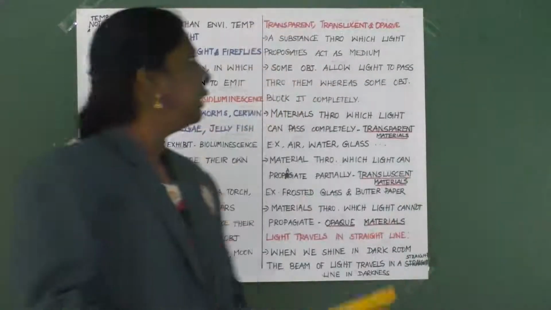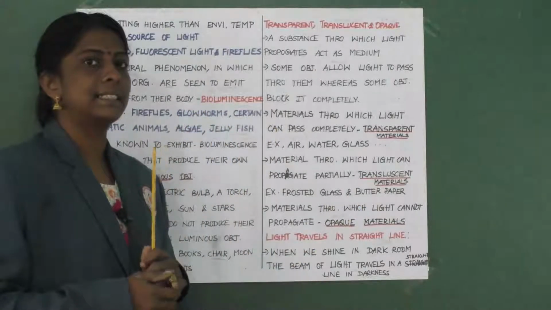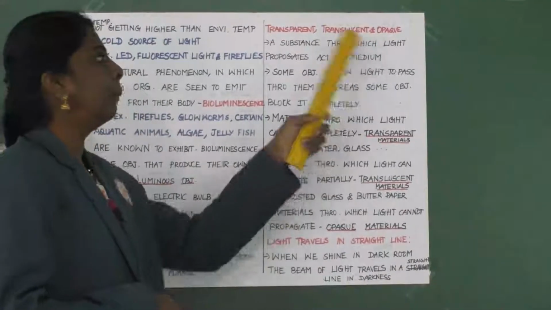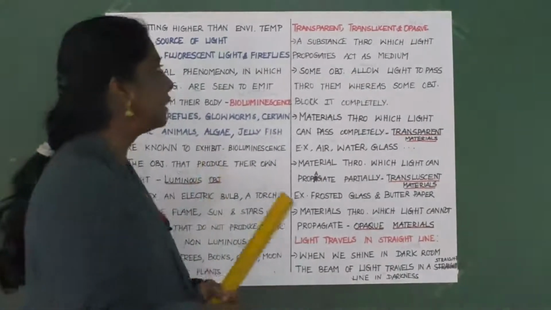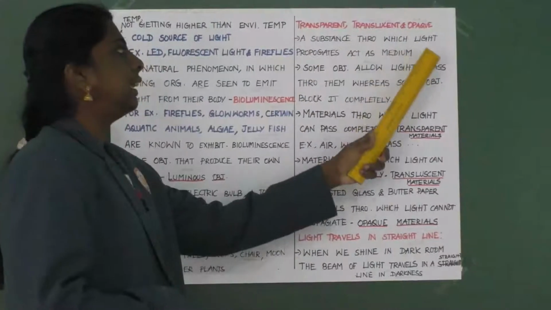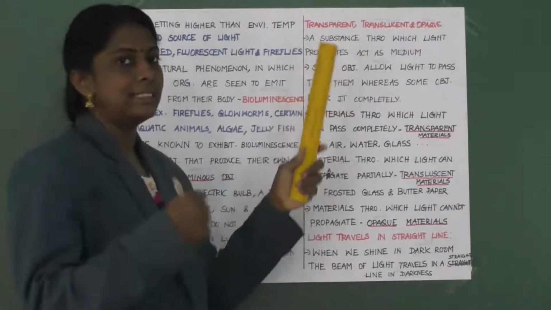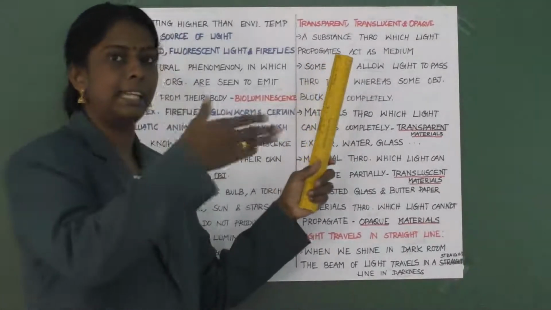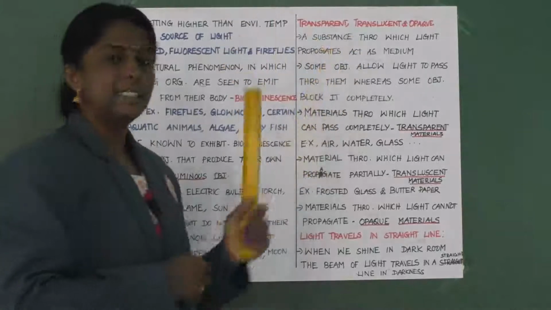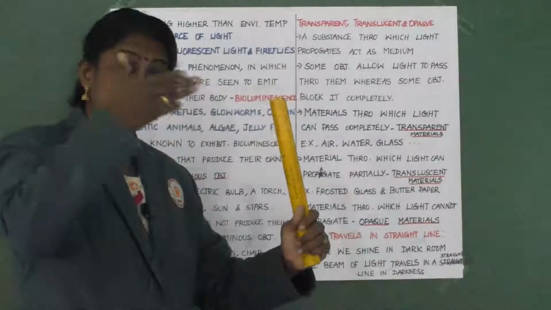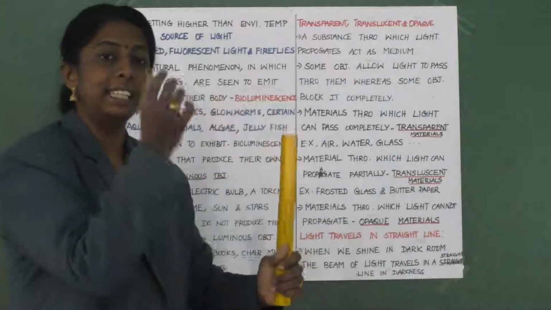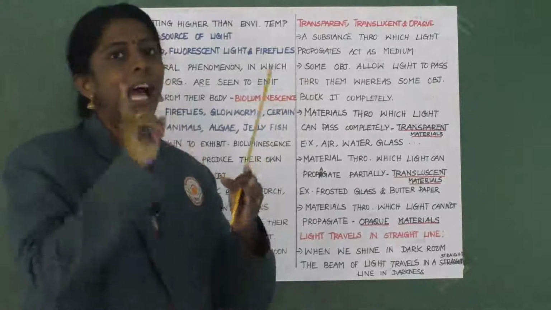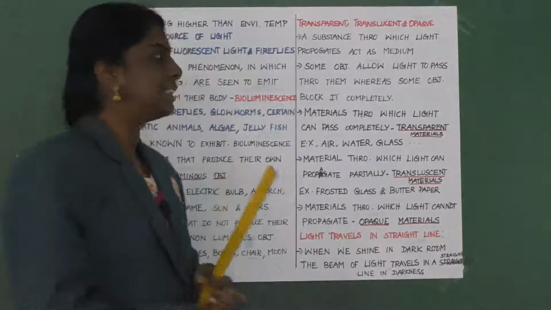Okay, then the next thing is about three main properties, that is transparent, translucent and opaque. So let us learn about that. A substance through which light propagates will act as a medium. Is it not? So how light passes through the medium, based on that it is classified into three different types: transparent, translucent and opaque. Clear? So let us learn about that.